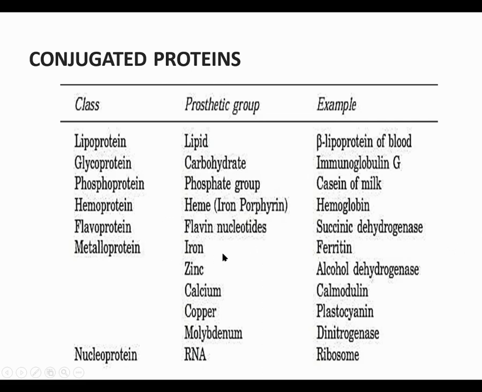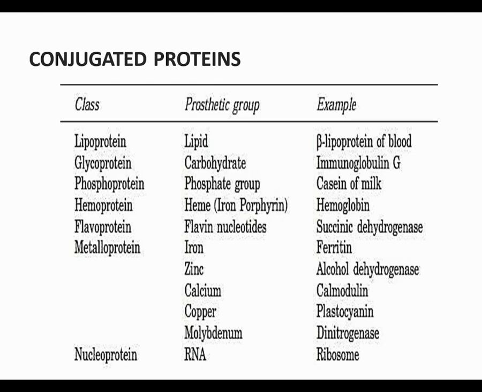Metalloprotein contains prosthetic groups of elements like iron, zinc, calcium, copper, and molybdenum. Example proteins are ferritin, alcohol dehydrogenase, calmodulin, plastocyanin, and dinitrogenase. And then nucleoprotein. An example of that one is RNA, and an example protein is the ribosome. So that is for simple versus conjugated proteins.